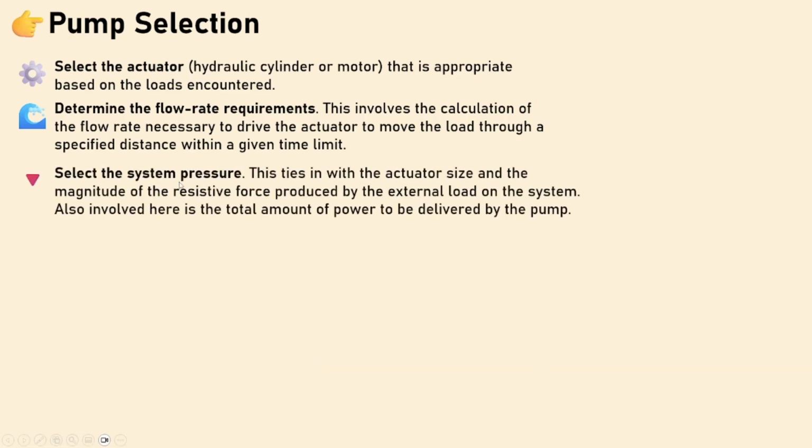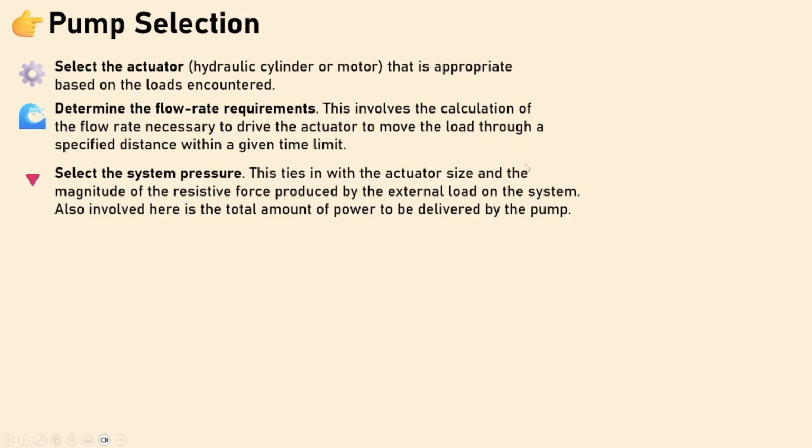Next, we will select the system pressure. This ties in with the actuator's size and the magnitude of the resistive force produced by the external load on the system, right? This also involves the total amount of power we will have to deliver to the pump. Remember, the pressure on an actuator will govern how much force it can output, while the flow rate determines how quickly it can output that force, right?